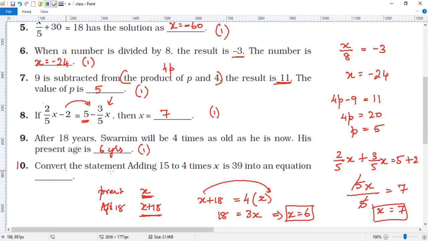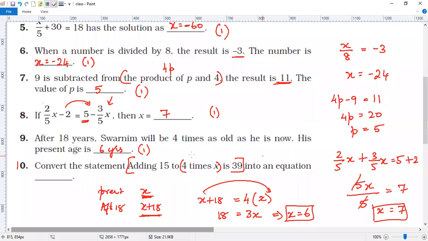Question number 10. Convert the statement: adding 15 to 4 times x is 39. So how will you convert this into a linear equation statement? What is the equation? Adding 15 to 4 times x, 4x plus 15 equals 39. One second, ma.